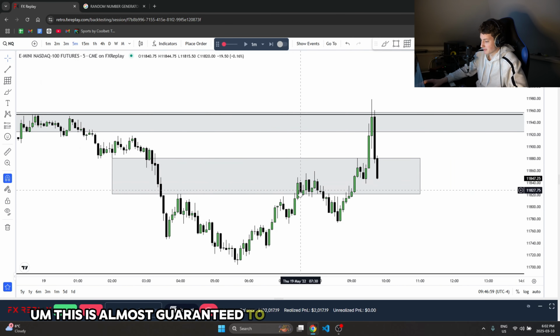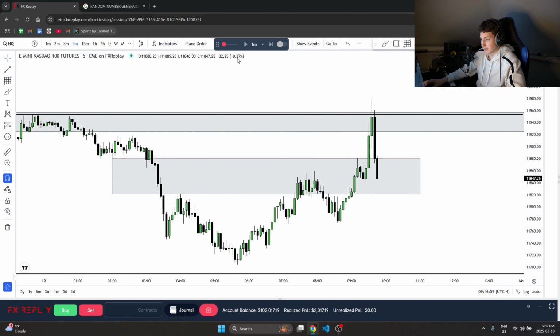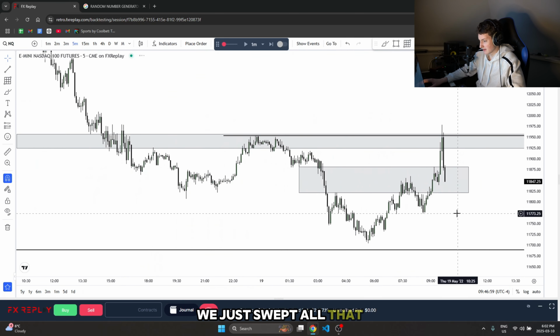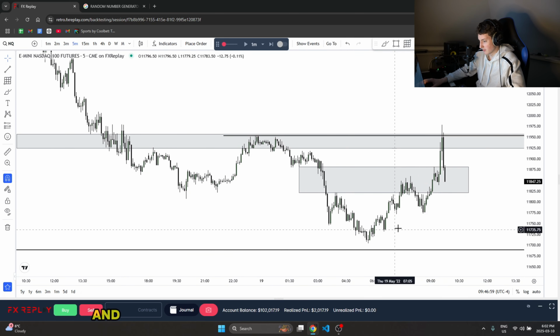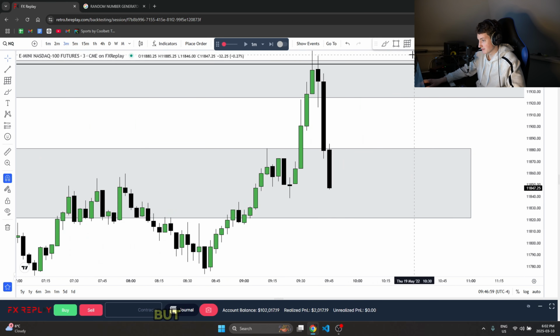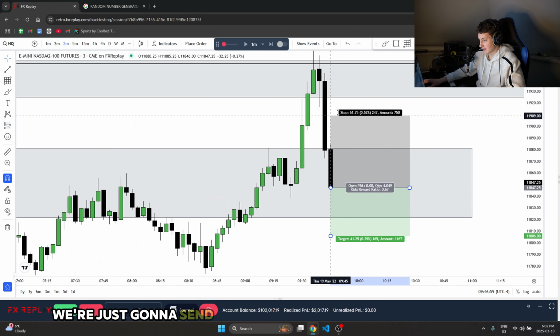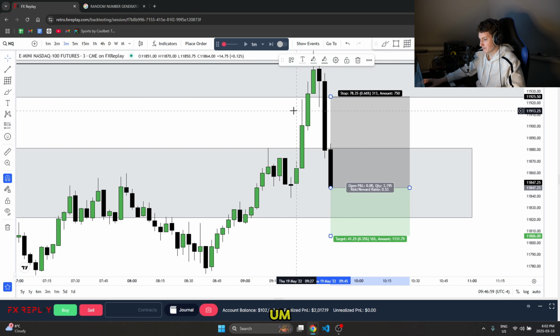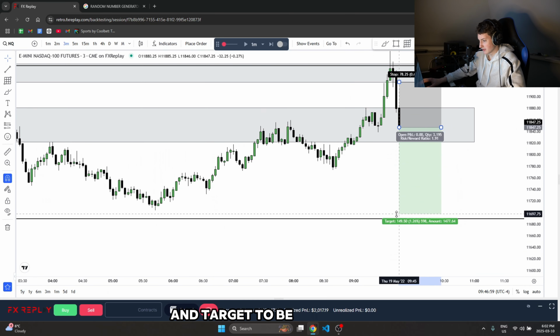This is almost guaranteed to be a break-even trade, unfortunately, but it's worth a shot. I mean, we just swept all that, and we have trendline liquidity to the downside. It's just tough because it's so likely to be a break-even trade, but we're just gonna do it anyway. We're just gonna send it. So it's gonna look something like this, and the target to be this sell side.